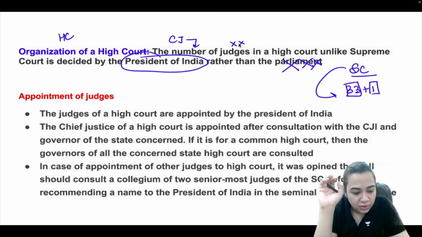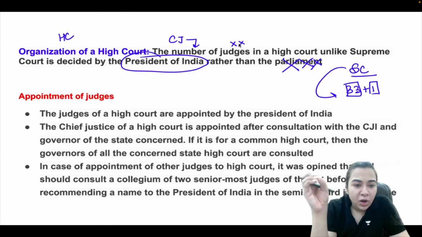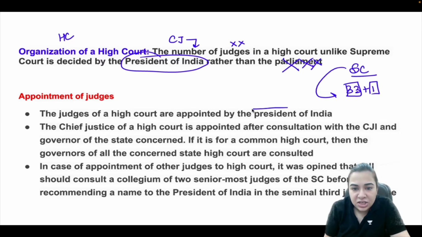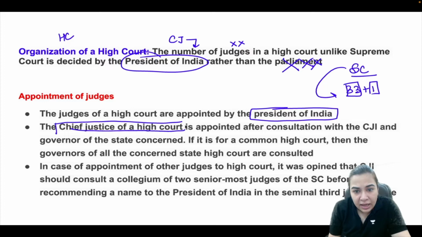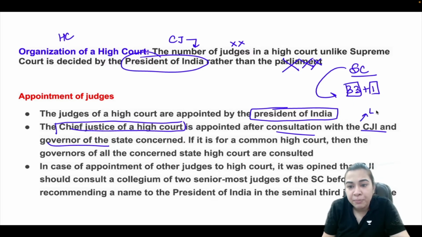So it is left to the will of the President to decide how many judges will be there in the High Court. Okay? Now, whenever we talk about the appointment of judges, remember, all the High Court judges are appointed by the President of India. Number 1, the Chief Justice of the High Court, as you know, is appointed in consultation with the CJI and the governor of the state concerned. Remember, this consultation is binding in nature.